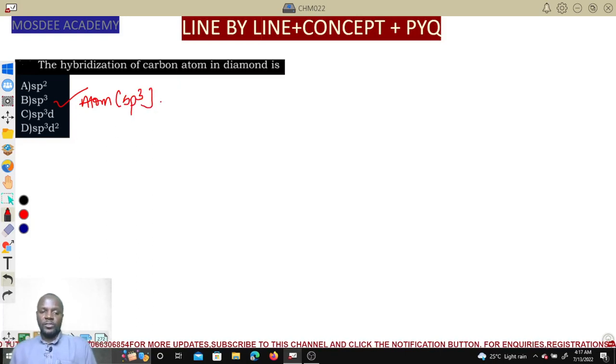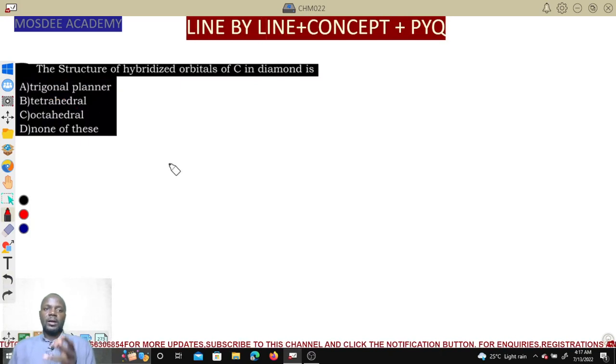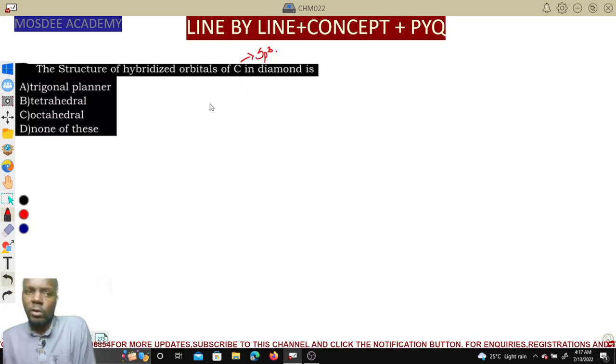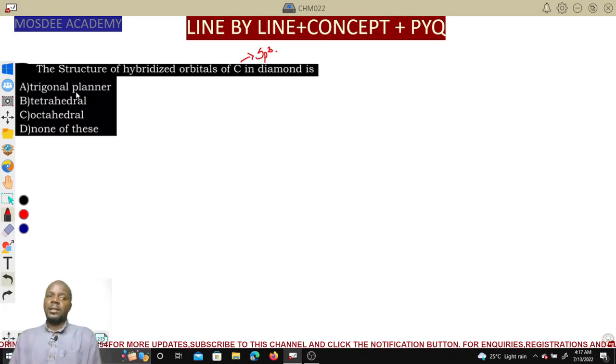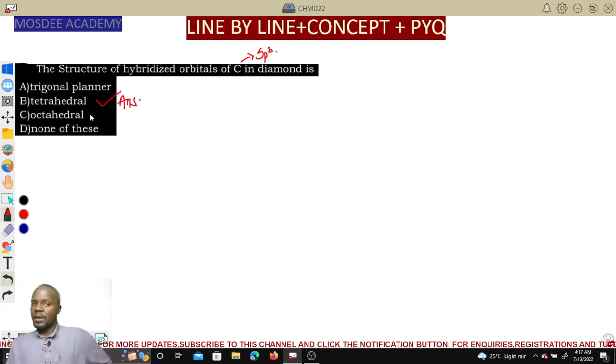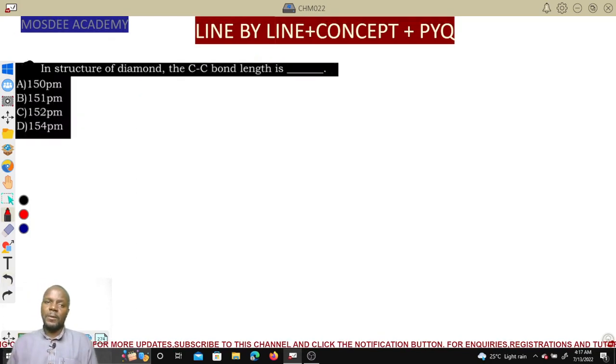Now, the next question, the structure of hybridized carbon. Please be careful about this. Hybridized carbon, which is sp3, was asked. They didn't ask you for the structure of diamond. If the question is the structure of diamond, it is octahedral, but here the question asks for the structure of the carbon atom that is hybridized. And that is tetrahedral because it is sp3. Sp3 are always tetrahedral in shape. I hope you get all these things. They are very important for you to get.